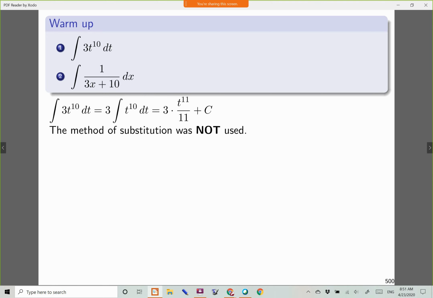The key thing about this specific warm-up question is that there's no substitution at all. Right? So there's no u equals any of that kind of business. This new thing did not happen.